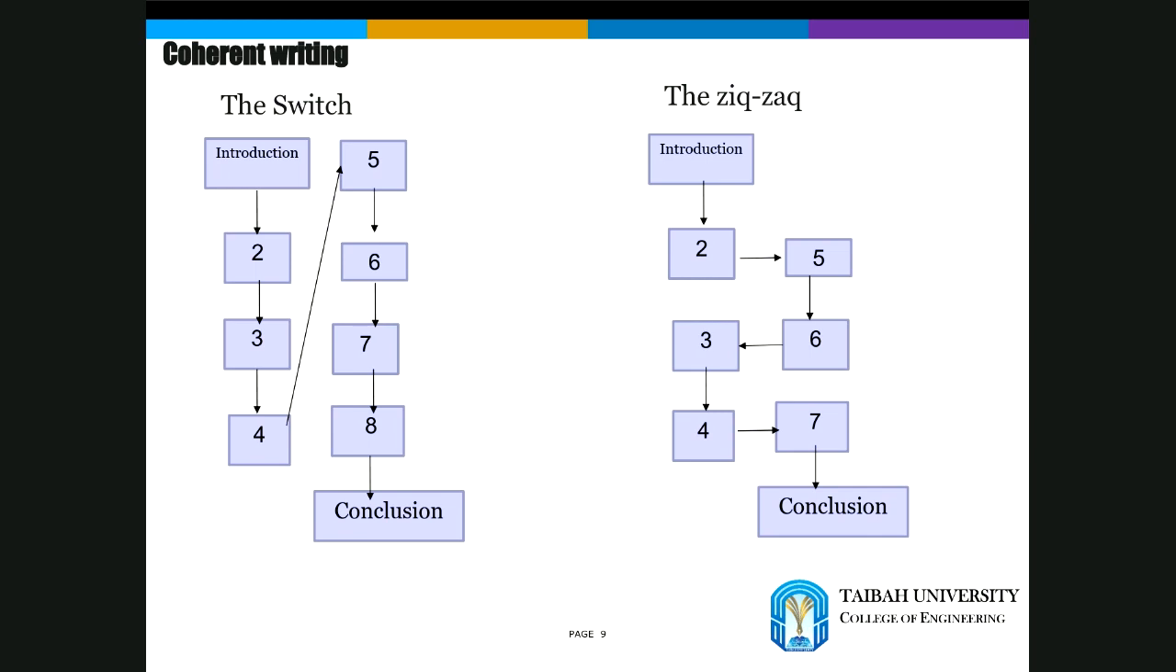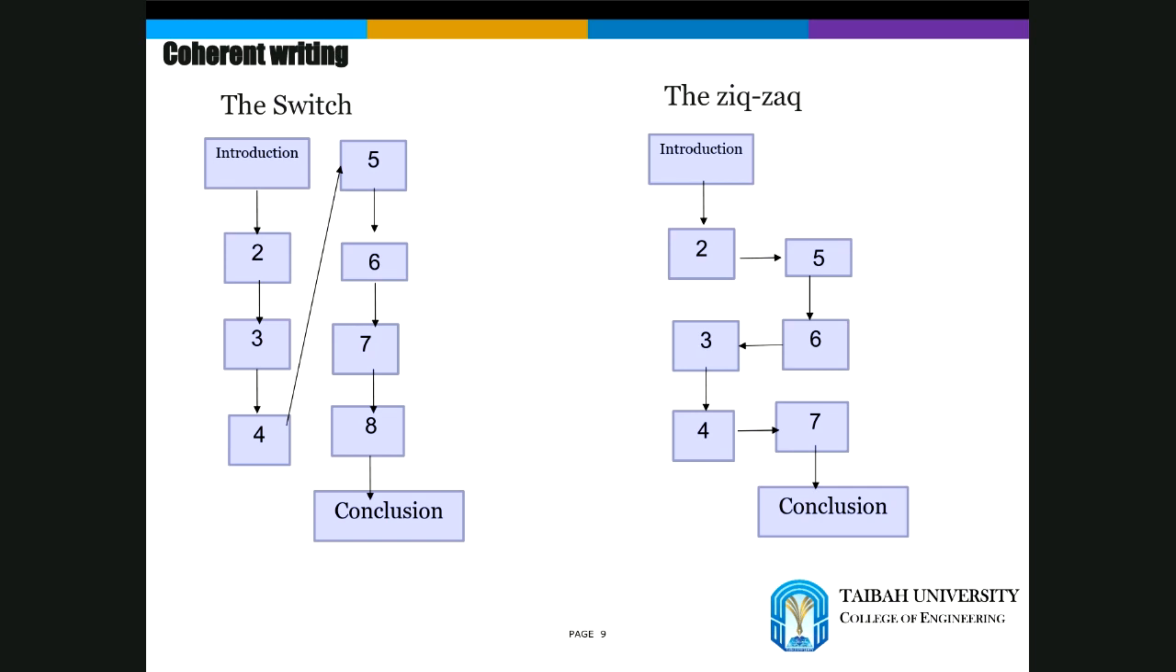So, coherent writing. When you start your writing, try to be coherent. Starting from the introduction, then moving to number 2, and how number 2 is connected to the introduction, number 3 connected to number 2, number 4 connected to number 3. So the idea is going smoothly from the introduction until the conclusion. Do not use the zigzag.